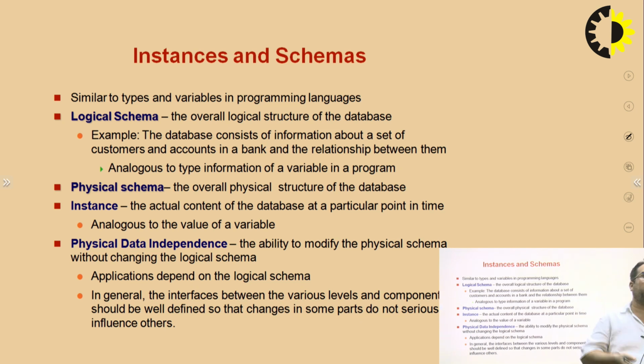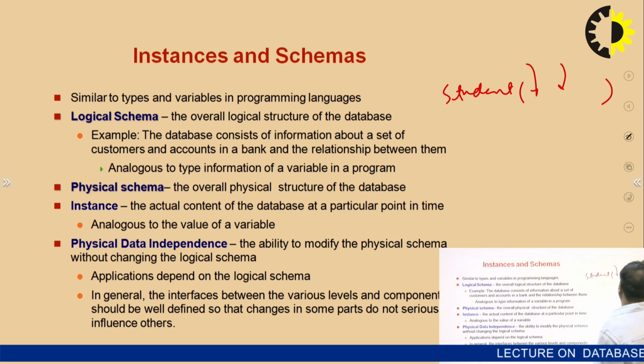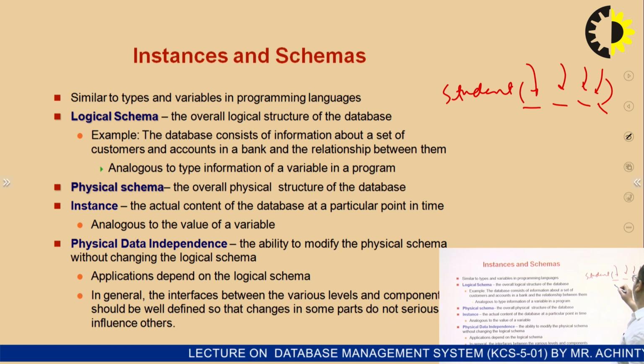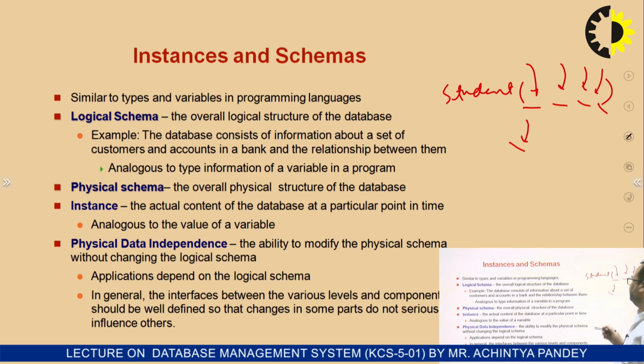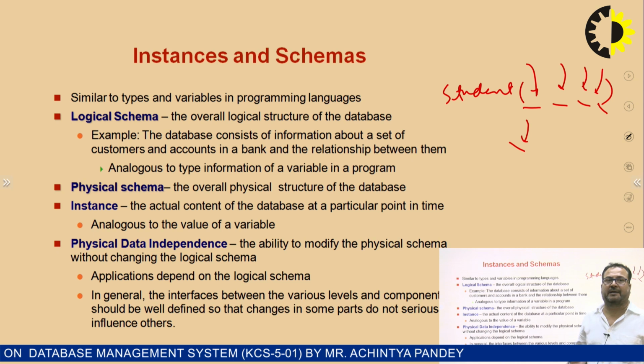Suppose a relation is student. Student is a relation, and you can create as many attributes as you require for any particular application. For example, student name, student roll number, student address, student mobile number, student ID, and so many attributes. So this is called schema.